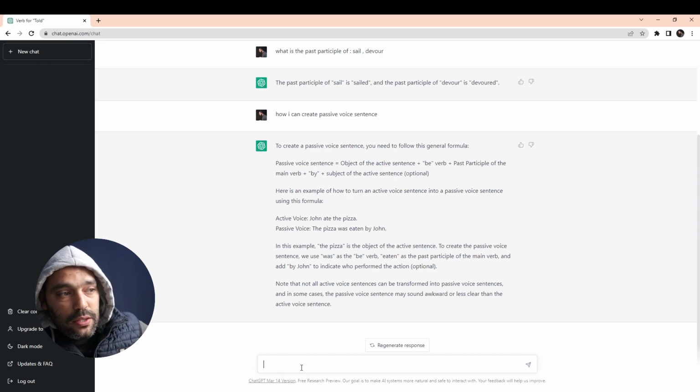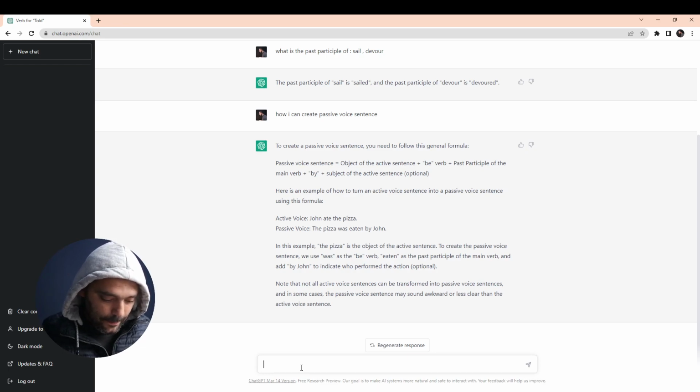Note that not all active voice sentences can be transformed into passive voice sentences. And in some cases, the passive voice sentence might sound awkward or less clear than the active voice sentence.